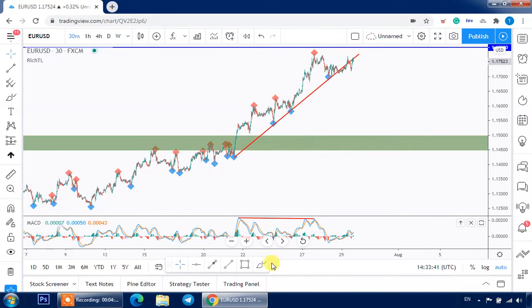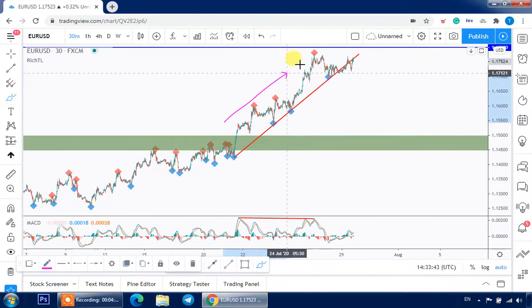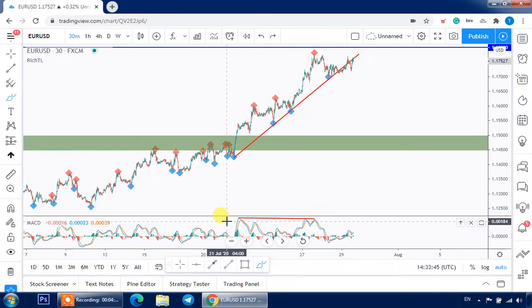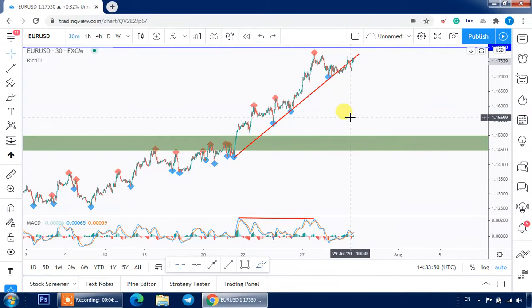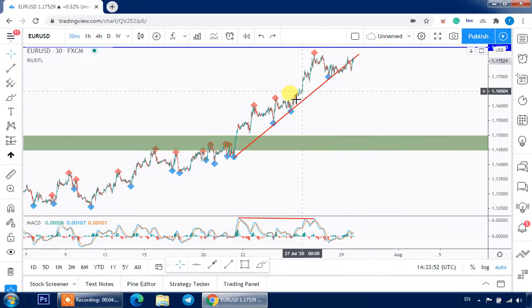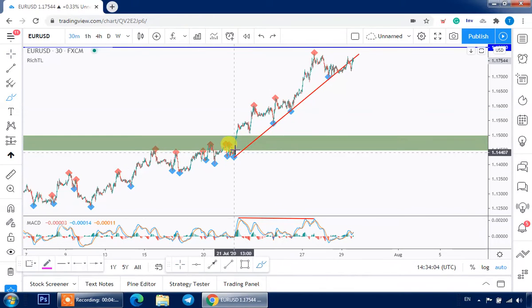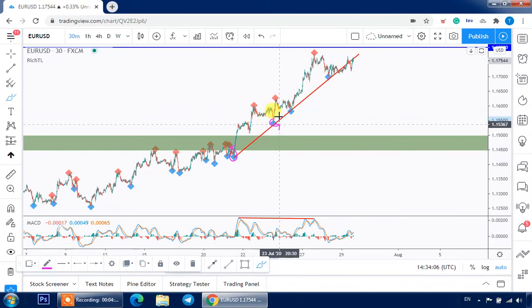Here we have a divergence, as you can see. As price was making higher highs, MACD was making equal highs, which means that the price is going up, but this movement is not going up with strong momentum. That means the buyers are losing strength, and as mentioned before, price was making higher highs and higher lows.